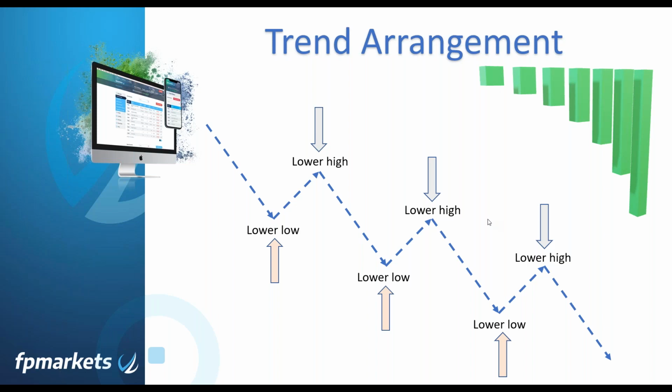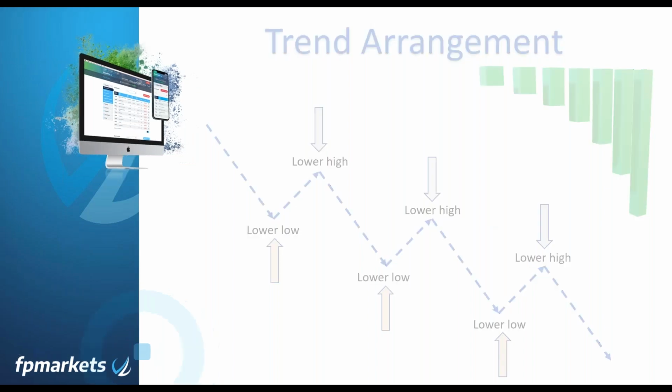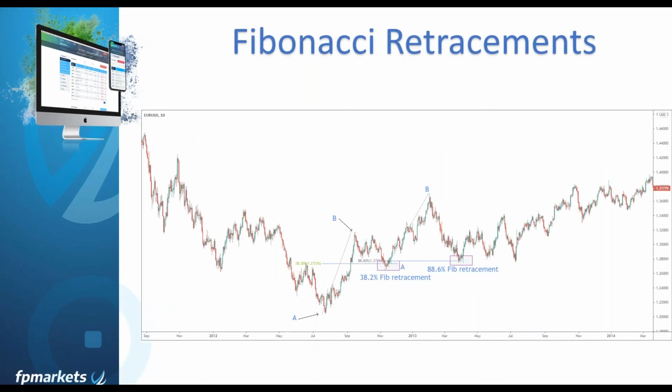So I hope you get the gist of what I'm trying to demonstrate here, which is essentially to look for clear swings within a trend, especially if you're a newer trader. Now, Fibonacci retracement levels are horizontal lines that indicate where support and resistance are likely to occur. They are based on, obviously, Fibonacci numbers.